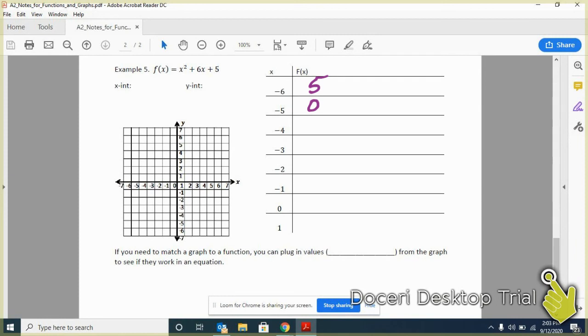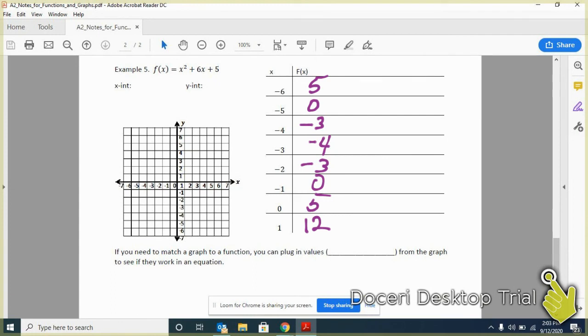That's important right there. That's my x-intercept. -3, -4, -3, 0, and 5, and I'm missing 1, 12. Okay. Don't ask where that came from because I don't know.